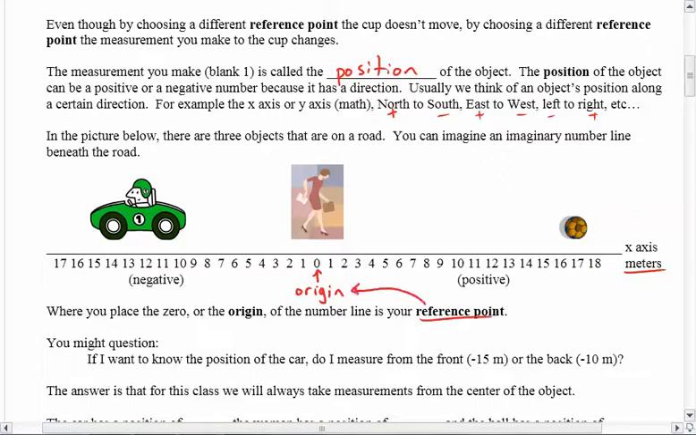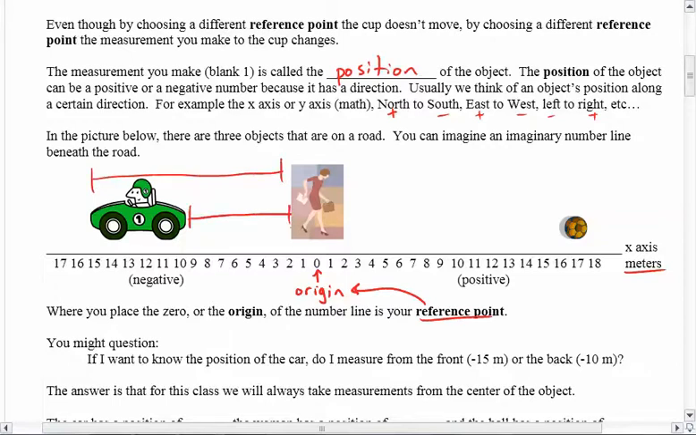Okay, so my reference is at 0. And all the other distances are how far away I am, in this example, from the lady. So you might want to ask, if I want to know the position of the car, how far is the car away from the woman? Where on the car? That's right, where on the car? Is it 10 meters away from the woman or 15 meters away from the woman?